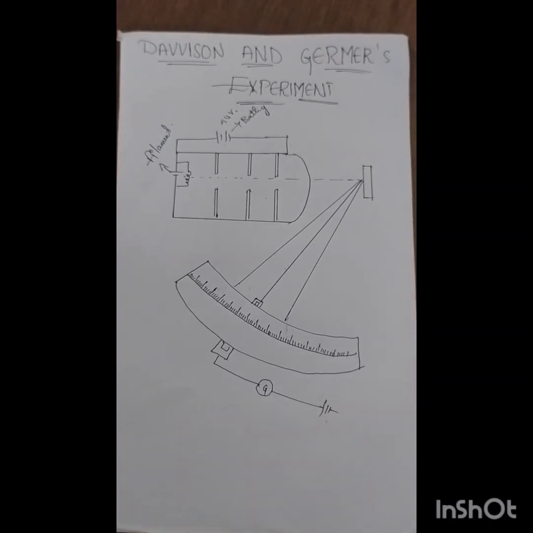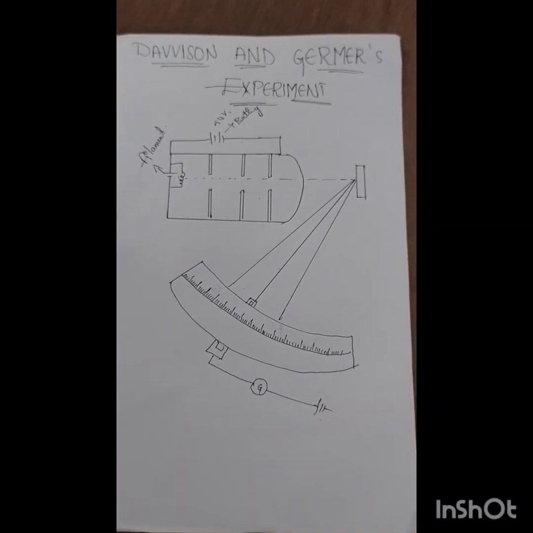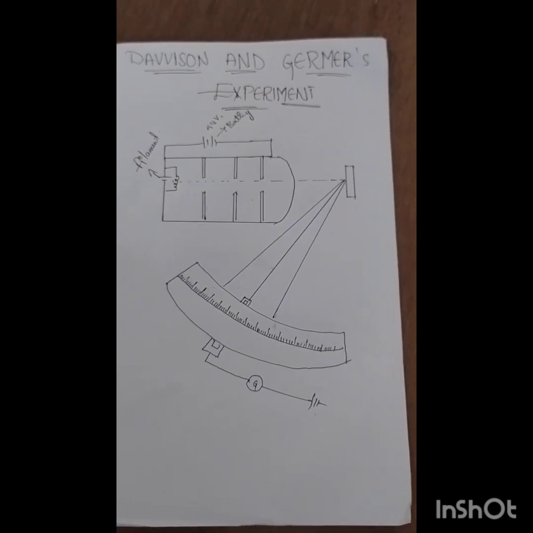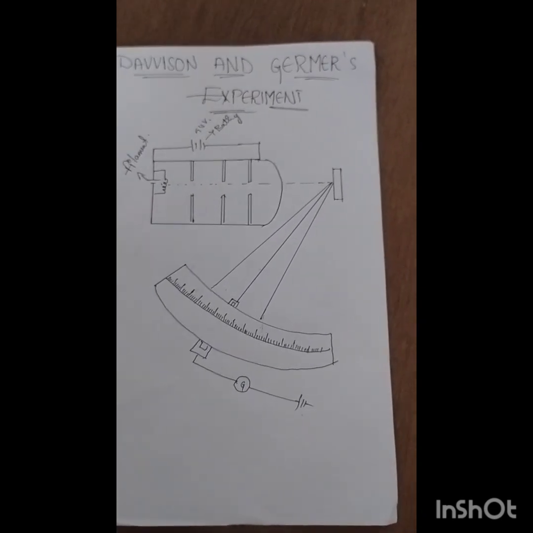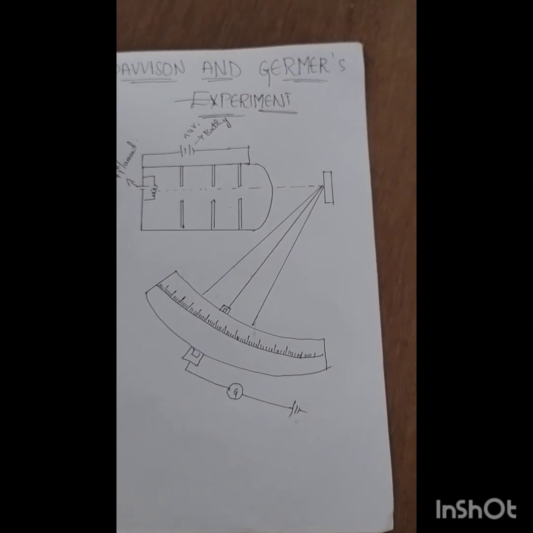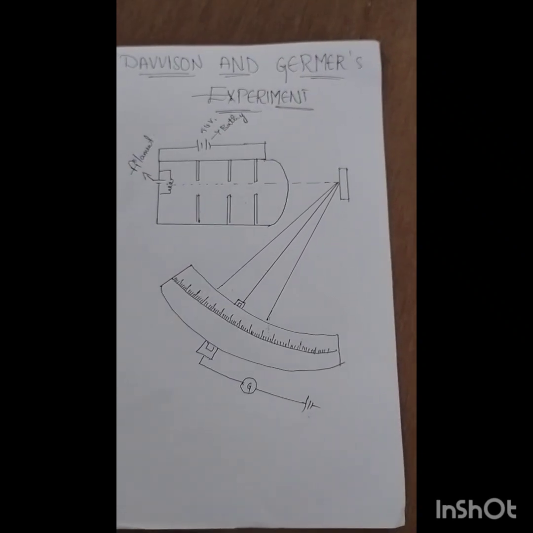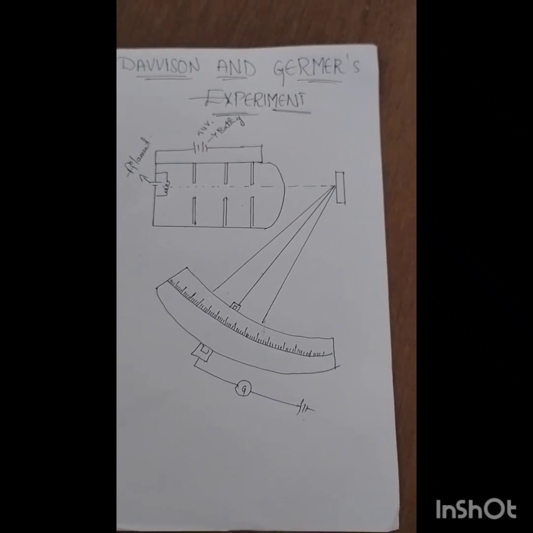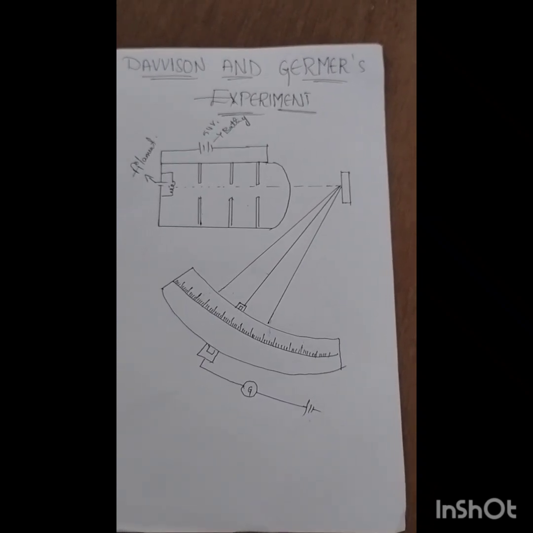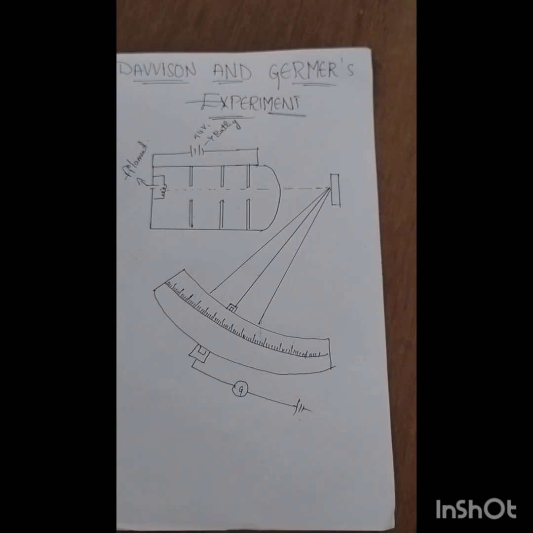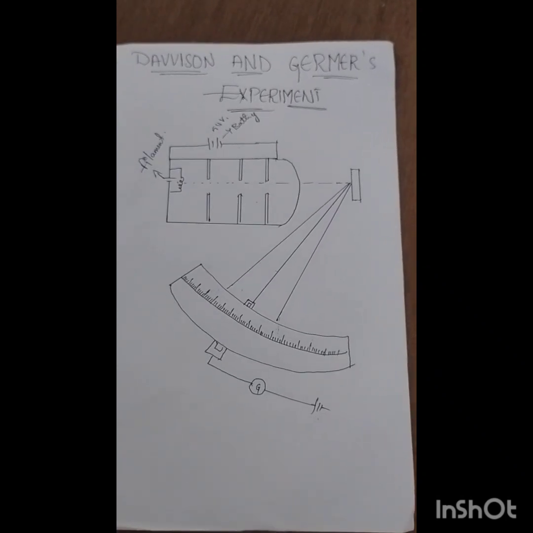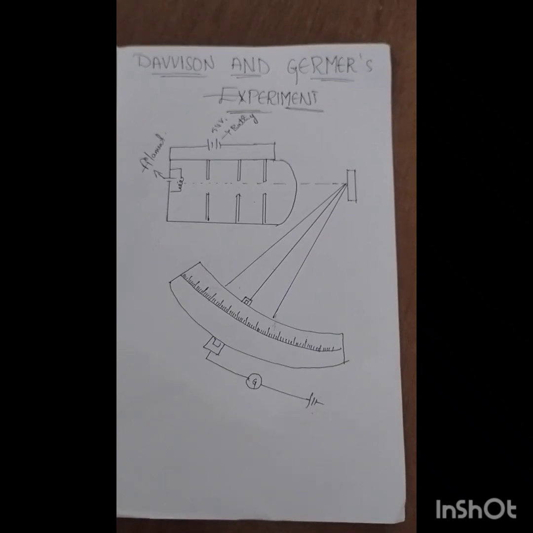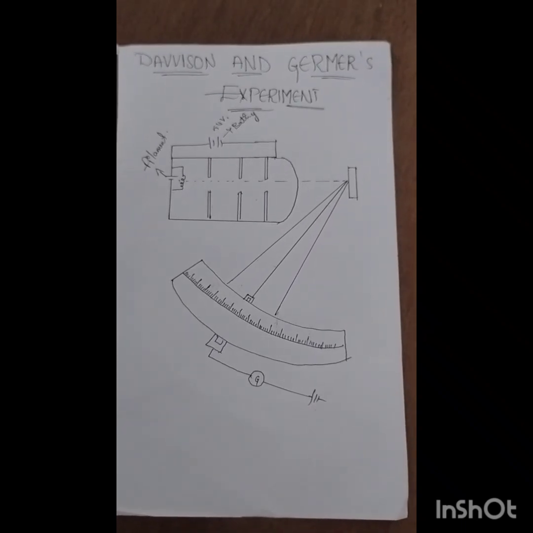Yes, today we are going to learn about the Davisson and Germer experiment. I'm going to explain this experiment. We know that de Broglie explained that a moving particle is associated with matter waves, and Davisson and Germer, two well-known scientists, got the proof from this experiment to explain that a moving particle is associated with matter waves.